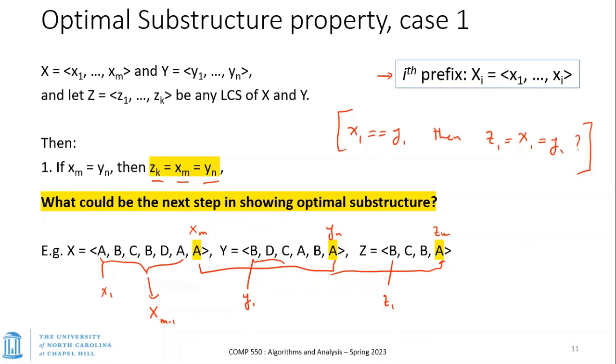And we could take the first n-1 characters from y, and that would be called capital Y n-1. Is that right? Okay. And we could take the first k-1 characters from z, and from our terminology of a prefix, that would be capital Z k-1. Okay. So now we've got these three new strings. And what can we say about their relationship?